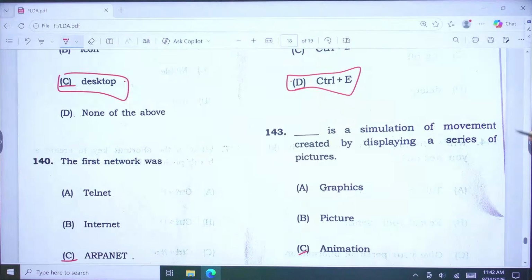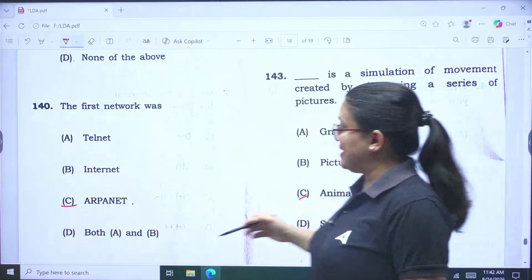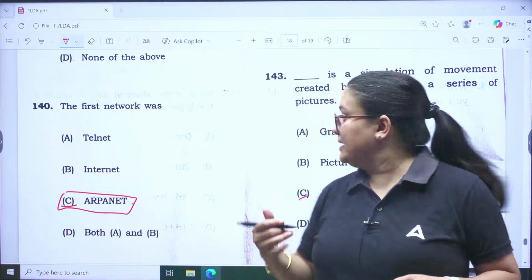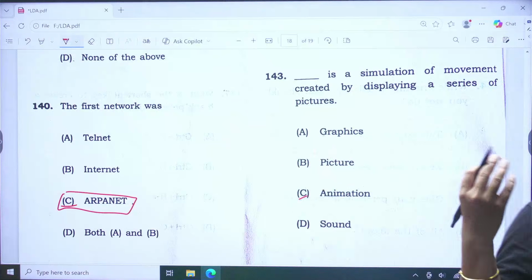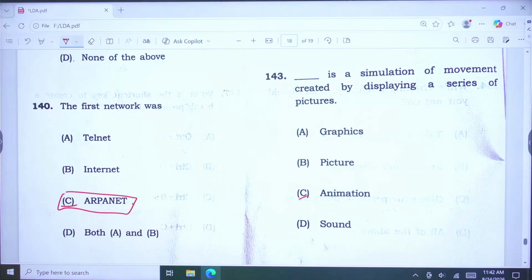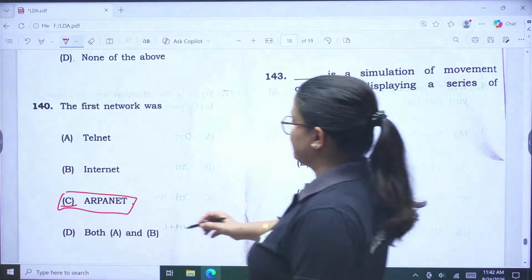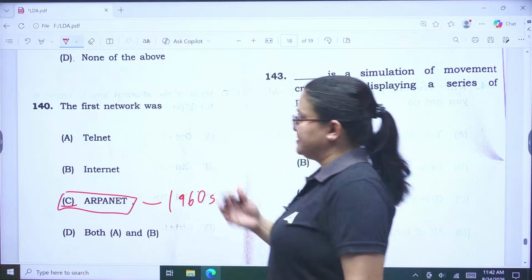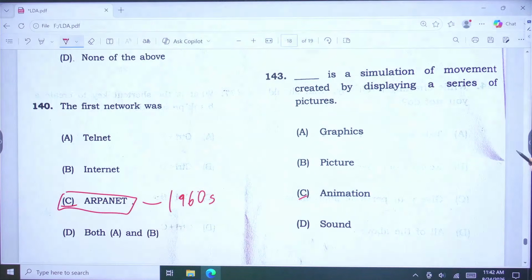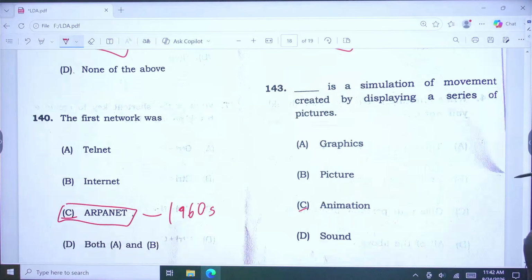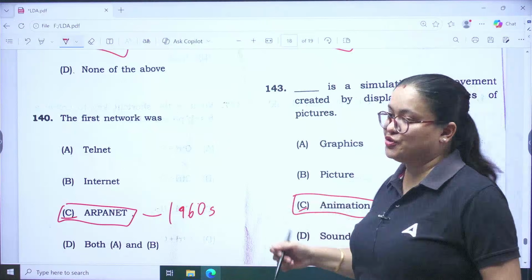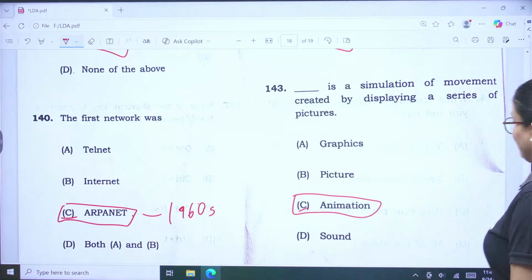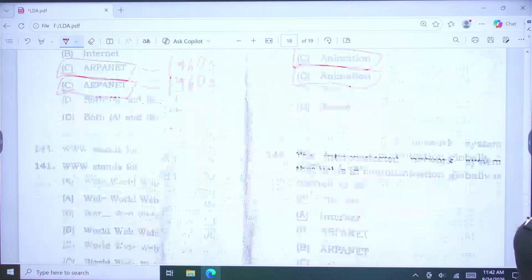Next, the first network was... So yes, this was first created by America's army. This question was once asked: who first started the network? It was started by ARPANET. The full form is Advanced Research Projects Agency Network. It was first started in the 1960s. Do remember, it was first started by the American Army. Next, this is a simulation of movement created by displaying a series of pictures. So I am talking about animation. In animation, you can see pictures moving in a series or in a particular pattern. This is about animation.